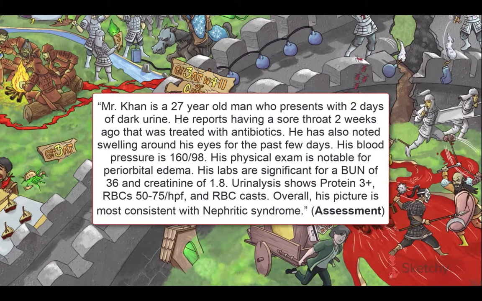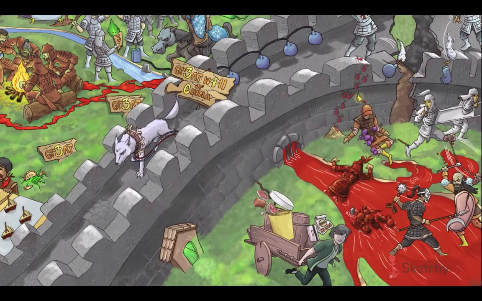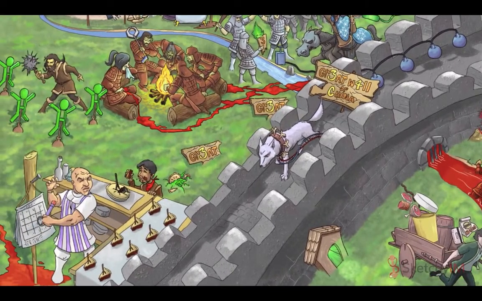His labs are significant for a BUN of 36 and a creatinine of 1.8. Urinalysis shows protein 3+, RBCs 50 to 75 per HPF, and RBC casts. Overall, his picture is most consistent with glomerulonephritis. Once you've made the diagnosis of nephritic syndrome, it's time to start treatment.